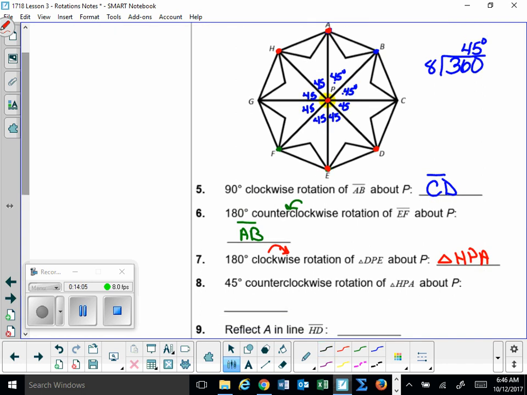All right, a 45 degrees counterclockwise, going to the left, of triangle, so triangle is going to be my answer, HPA about P. So H, I'm going 45 to the left, that becomes G. P is my point of rotation, that's going to stay the same. A, 45 to the left becomes H.